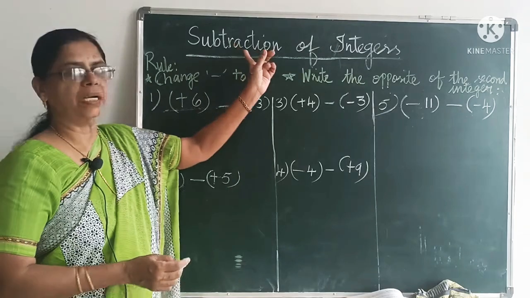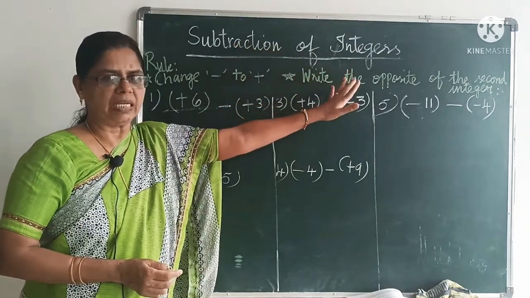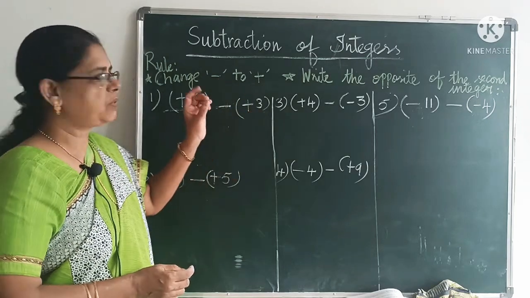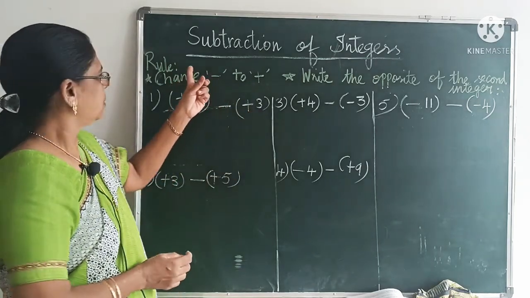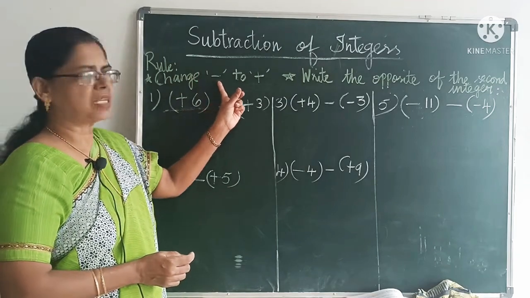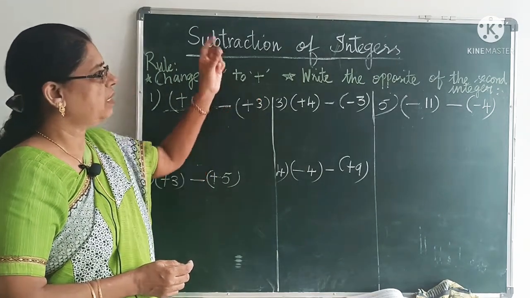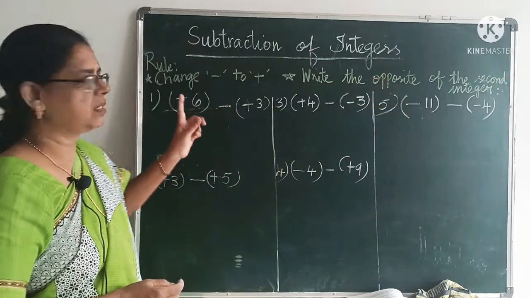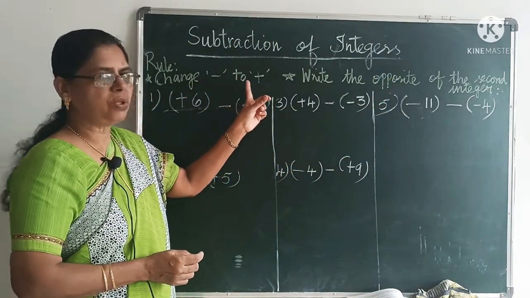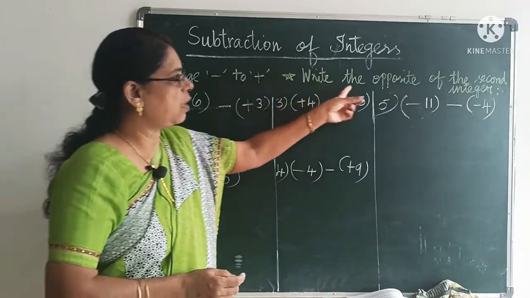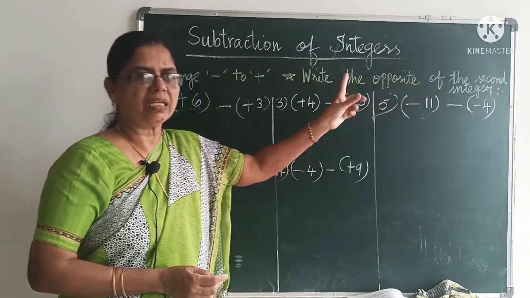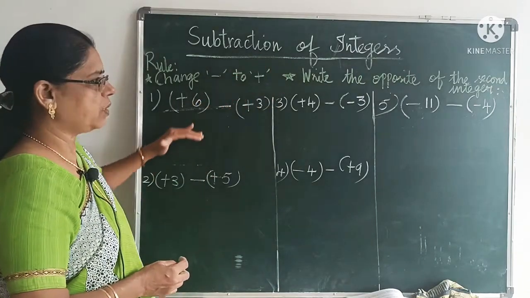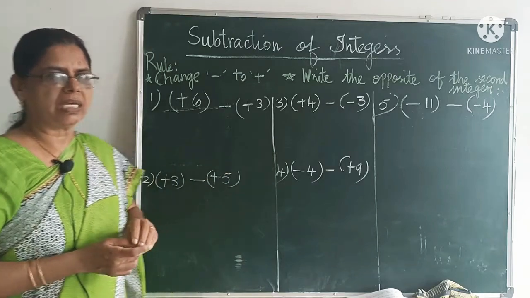Today we are going to learn about subtraction of integers. When you subtract two integers, you have to follow a rule. Change minus sign into plus sign and then write the opposite of the second integer. This is the rule. By following this rule, now we are going to do subtraction of integers.